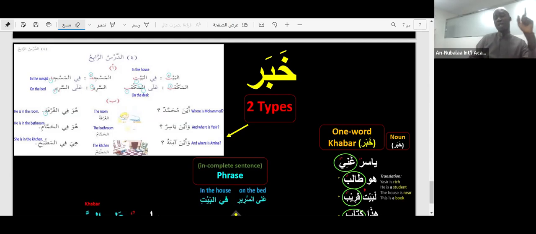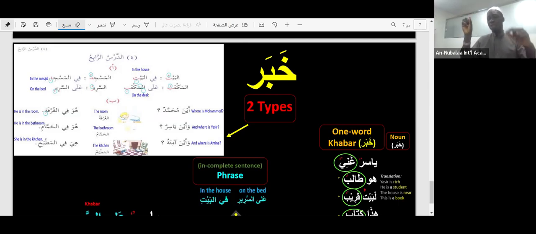In jam'u mudhakkar salim, the sign of al-jarr will be ya. For example, al-jam'u al-mudhakkar as-salim is a plural form that ends with waw and nun, like muslimun, muslimuna, mu'minun, mu'minuna, mudarrisun, mudarrisuna, a teacher, the teachers.